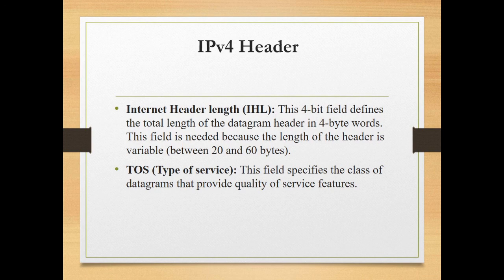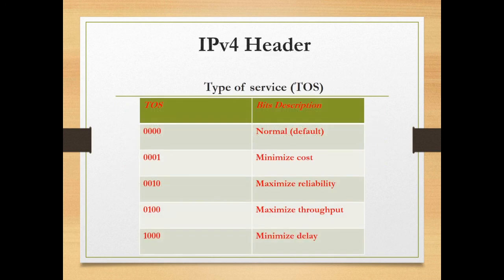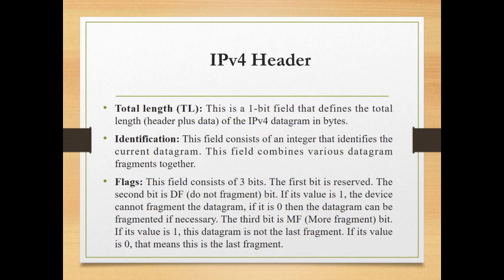Next is the type of service field, and this specifies the class of datagrams that provide quality of service features. It could be any of the 5 services given. Total length. This is a 16-bit field that defines the total length of the IPv4 datagram. It includes both the header and data. The identification field consists of an integer that identifies the current datagram. This field combines various datagram fragments together.